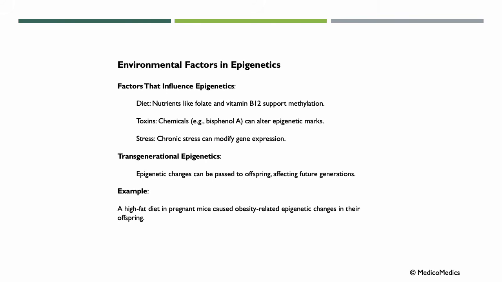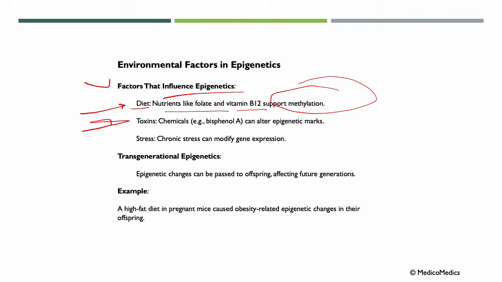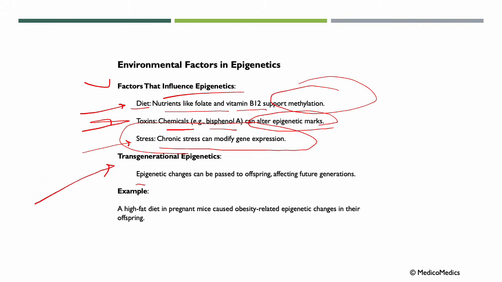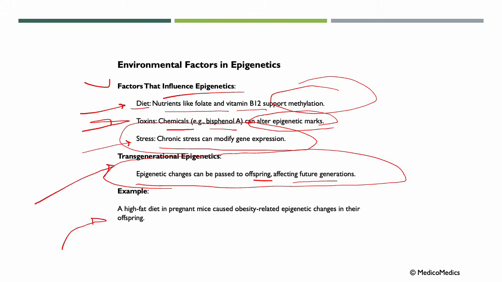Now, some environmental factors in epigenetics. So factors that influence epigenetics include, for example, diet. So nutrients like folate or vitamin B12 support methylation. Toxins, so chemicals like bisphenol A, can alter epigenetic marks. Stress, so chronic stress, can modify gene expression. We have transgenerational epigenetics, so epigenetic changes can be passed to offspring, affecting future generations. So, for example, a high-fat diet in pregnant mice caused obesity-related epigenetic changes in their offspring.